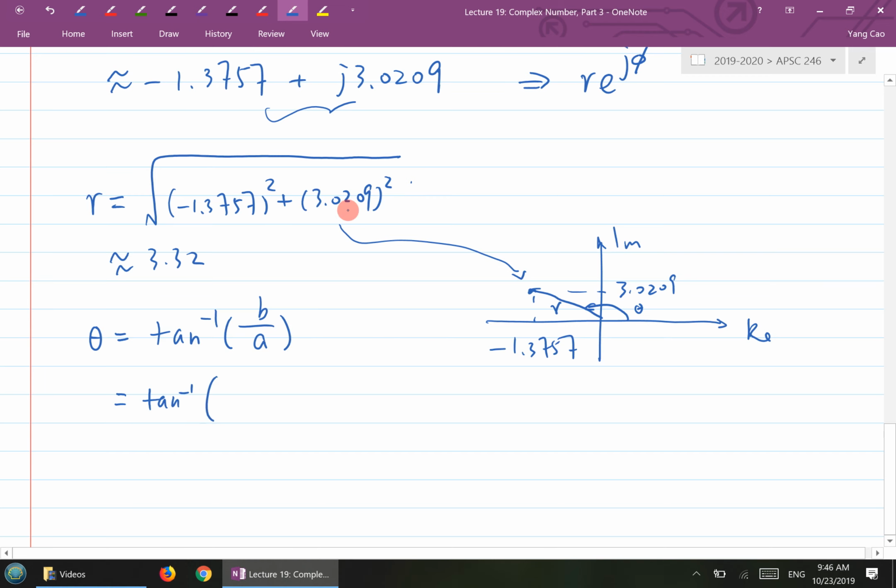B is 3.0209, and then over the negative 1.3757.